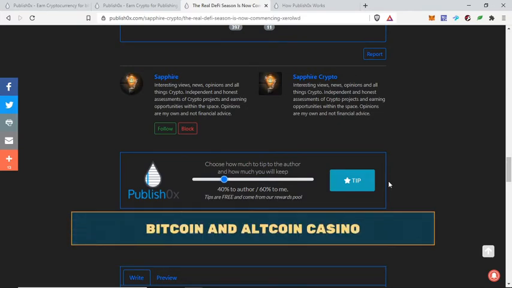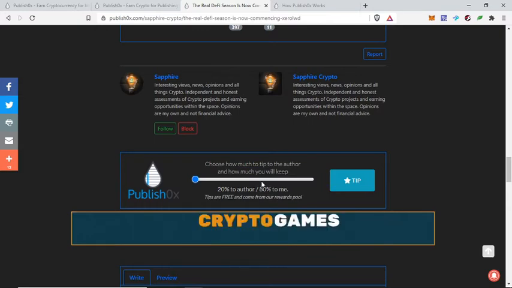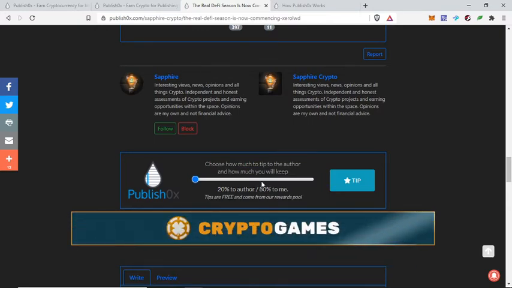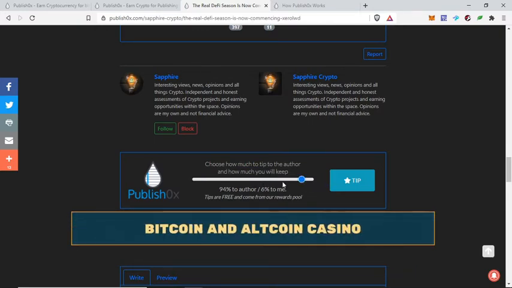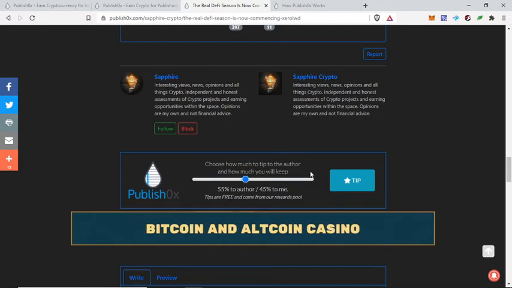Because if you do 40-60, the tip will be a bit lower, but you get 60% of it. If you do 20-80, so 20 for the other and 80 for you, the total tip will be even smaller, but you get a bigger share of it. And if you do it the other way, it gives more to the author and less to you, but the tip apparently should be bigger over the long term. So this is just to let you know that it doesn't really matter in the end. So let's say I liked it, 55-45, I tip.